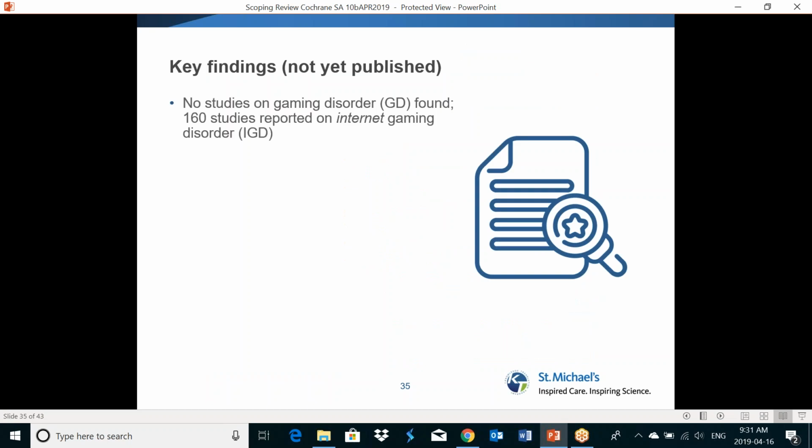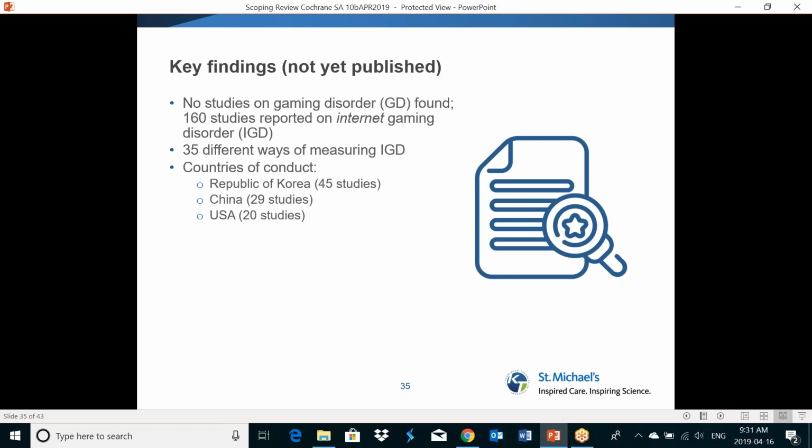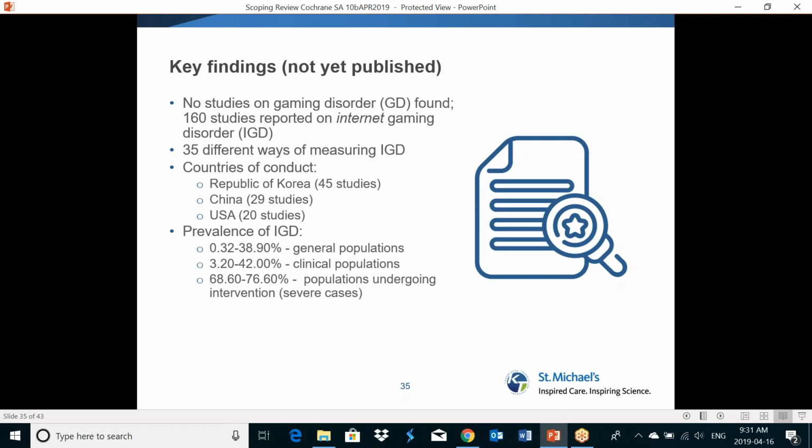So basically, we found 160 studies on internet gaming disorder, but not on gaming disorder in general. There were 35 different ways of measuring internet gaming disorder, so quite a lot of variation in the definition and measurement. Most of the studies were conducted in Korea and China, followed by the US. And we found that the prevalence ranged quite widely, from 0.32 to about 40% in general populations, from 3 to about 42% in clinical populations, and then from about 70 to 77% in very severe cases where they would be undergoing interventions. And so we recommended that some agreement or consensus is needed on the definition and standardization for internet gaming disorder.